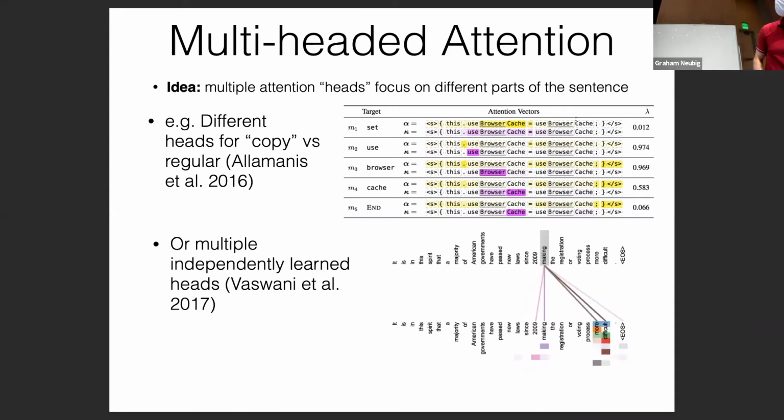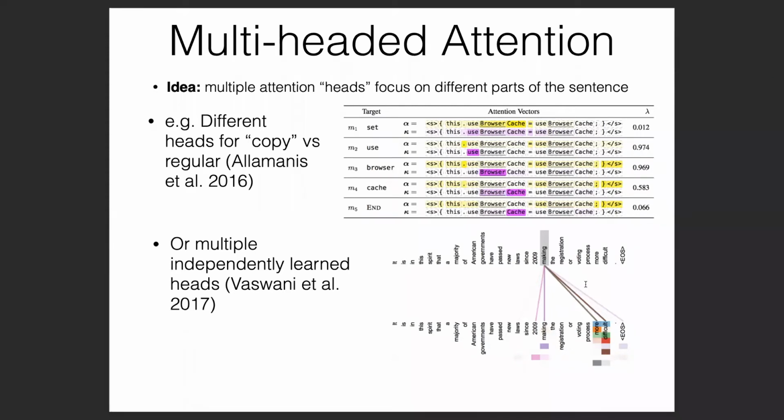Another example, which is used in transformer-based models, which we'll be talking about in more detail in a second, is you basically just train multiple heads. You initialize them randomly, you train them independently, and you hope that they discover different things. So you might train 8 different attention heads with the idea that they will discover different phenomena.